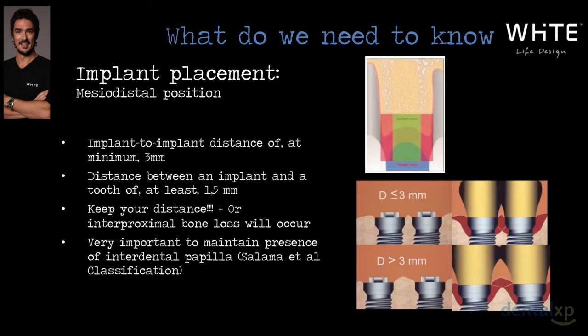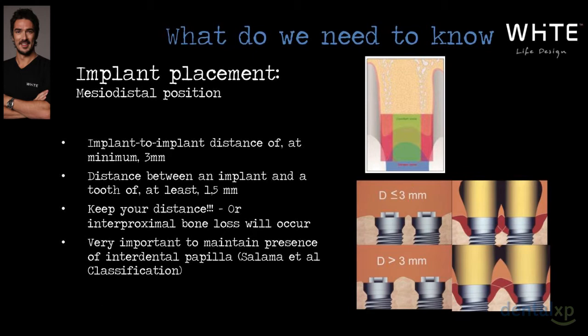Regarding the mesiodistal position of implants, there are some great studies out there, and we know basically that you want to keep a minimum of 3 millimeters in between the necks of two adjacent implants. If you reduce that space, what's going to happen is that you're going to have bone resorption in between the two implants, and consequently you will lose the papilla. And if it's a lot greater, you won't have enough bone height to create the papilla. So there are ways of getting around that, but ideally you want to keep it a minimum of 3 millimeters.